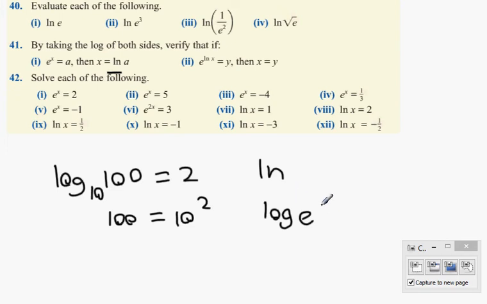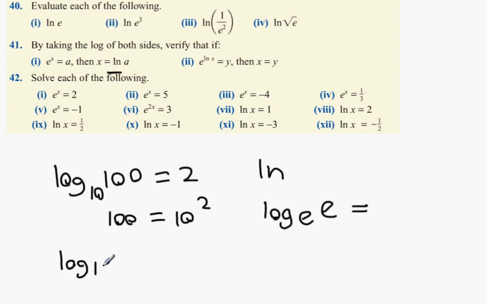Now, remember what I said earlier. You've got to accept it. It's a learn-off, no why to it. ln means log to the base e automatically. Next thing is, any number to the same base is what? 1. Therefore, e to the e is 1. That means ln e is 1, because the base is automatically included.